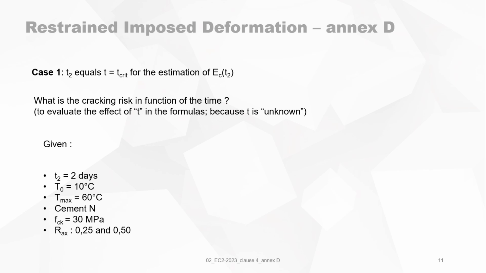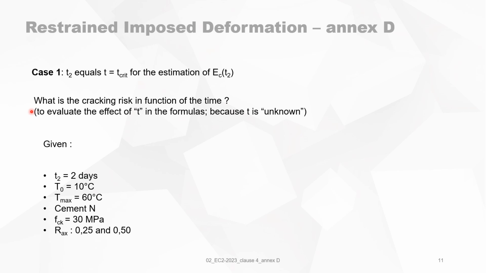Now with all those different formulas, we will calculate two cases in the interval, the lower part of the interval and the higher part, which means in case 1 that T2 equals T critical for the estimation of Ec2, with T critical equal to 7 days. We'll explain that later on. So we will take T2 to calculate the modulus of elasticity at the time T equals T critical.